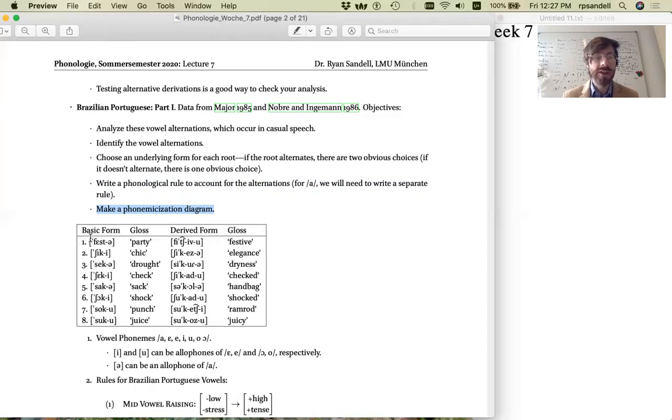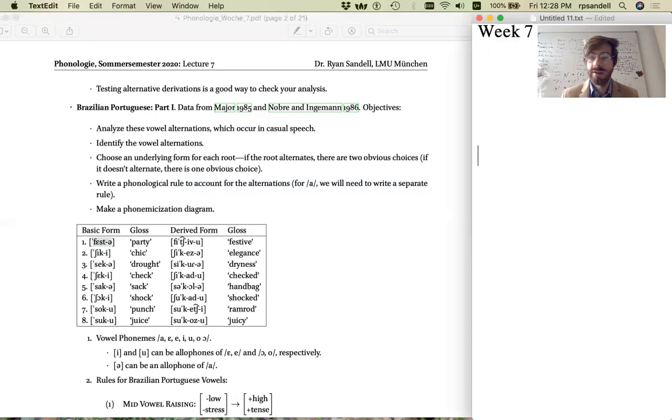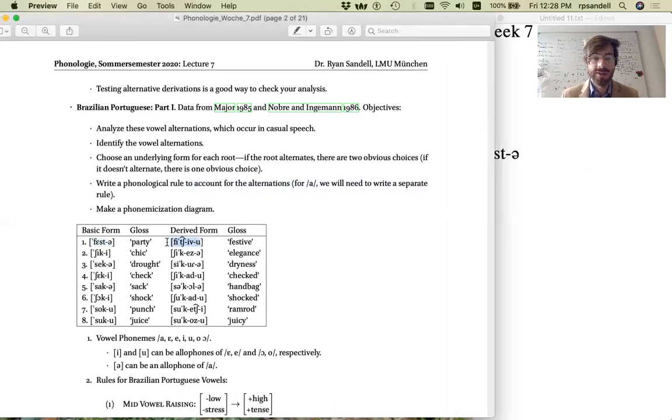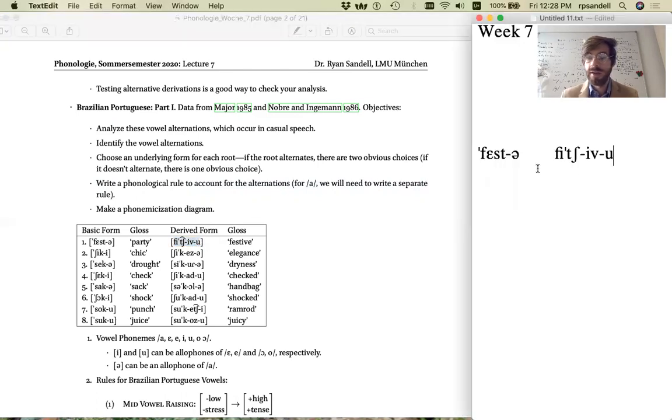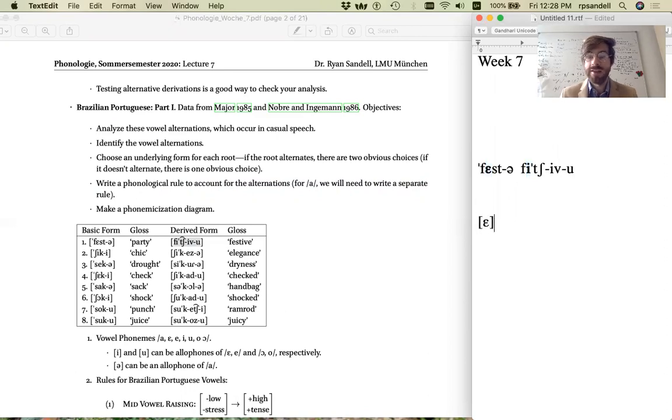All right. Let's begin looking at this data, starting with the first data point. So here we have the word for party, festa, and when we add this derivational suffix here, we now have, I've given morpheme segmentations here, so this makes things a little bit easier for you. Let me copy perhaps the data over here so we can read it a bit more easily. So we have festa alongside picivu. So here immediately we see an alternation between the vowel e and the vowel e.